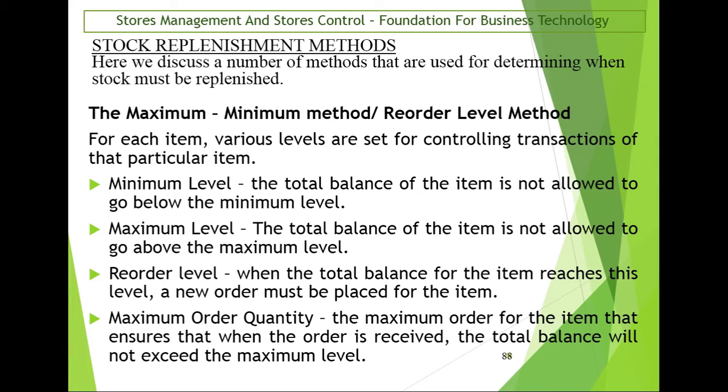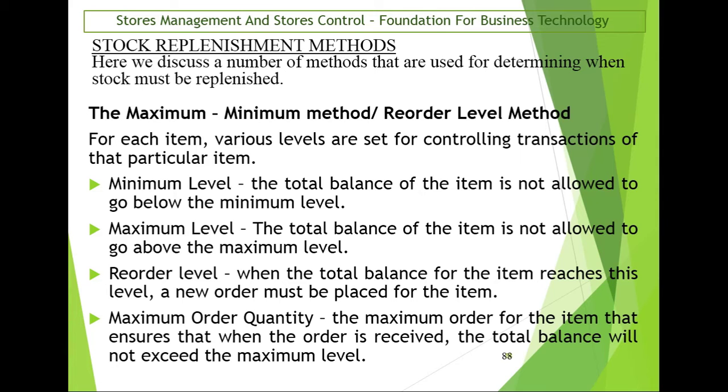Let us now look at stock replenishment methods. Here we discuss a number of methods that are used for determining when stock must be replenished. In other words, we want to know at what stage do we buy more stock. Remember, one of the key performance indicators was stock turnover, which is counting the number of times that we've reordered or replaced stock on the shelf because it has been used up or because it has been sold.